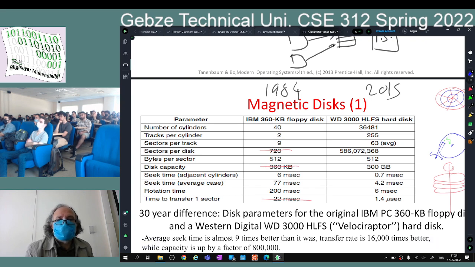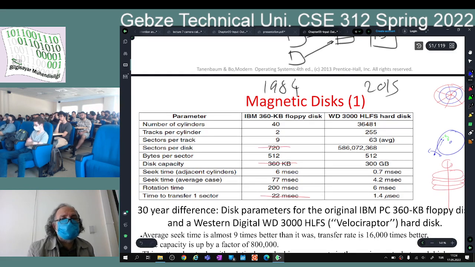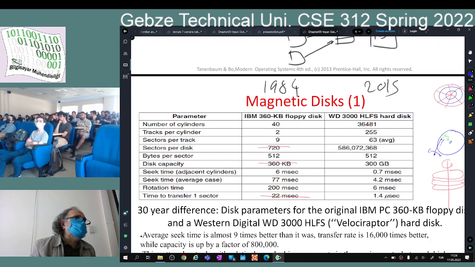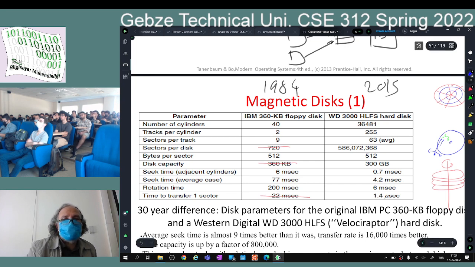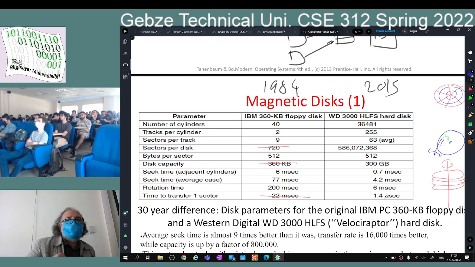Maybe rotation time is from 200 milliseconds. 200 milliseconds means that in a second we have 5 rotations, right? 5 rotations per second. We are talking about 6 milliseconds rotation time. And the time to transfer one sector, again, is very fast, because I am rotating very fast, and my sector sizes are very small, 1.4 microseconds.